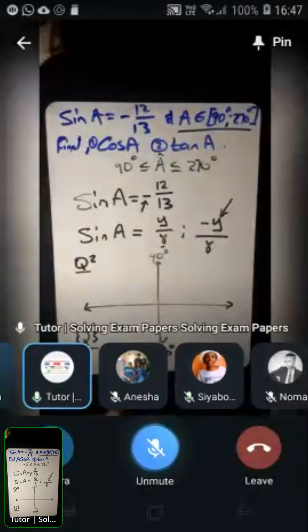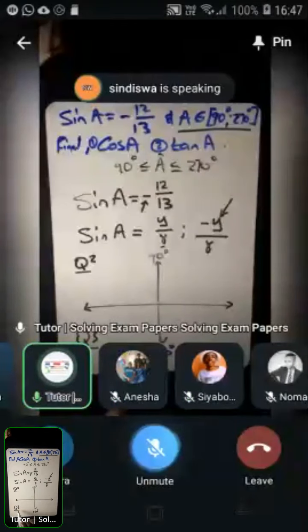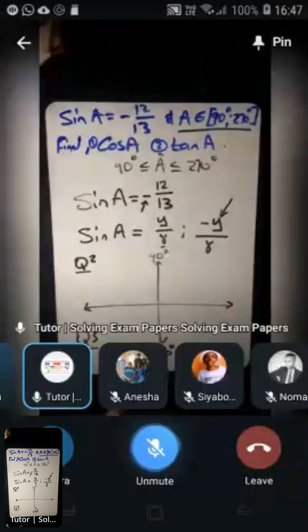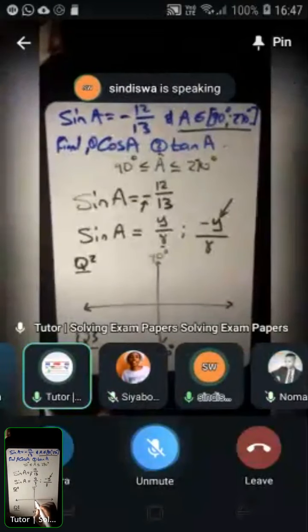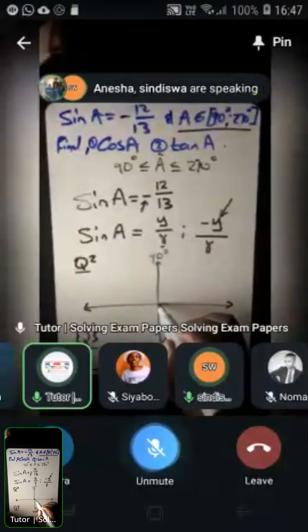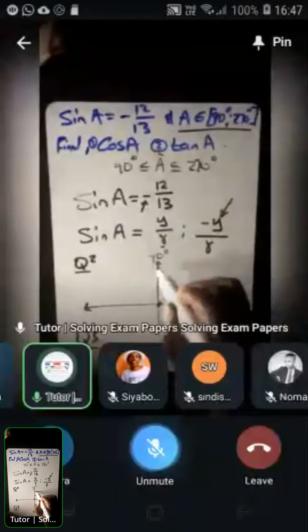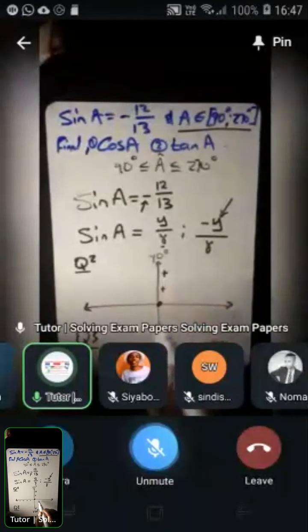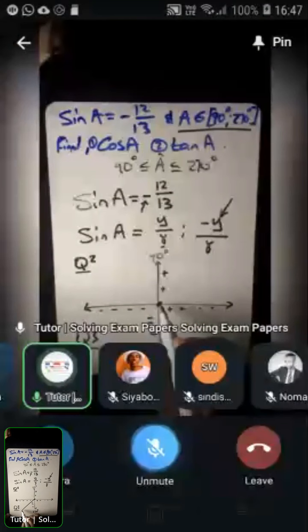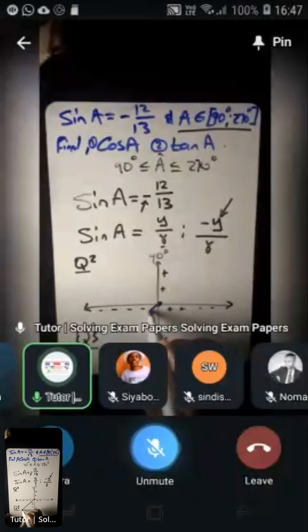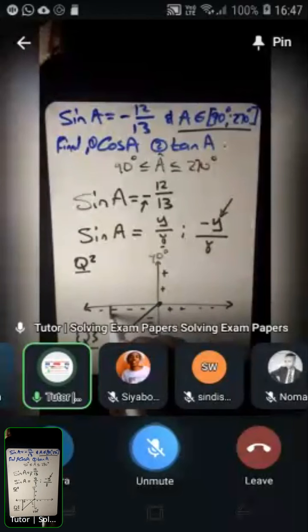Guys, which quadrant between quadrant 2 and quadrant 3 has a negative y? Quadrant 3. It has to be quadrant 3 because from there, going up, you've got positive y values. You've got negative x values, positive x values, negative y values. Therefore, it means we have that graph there.